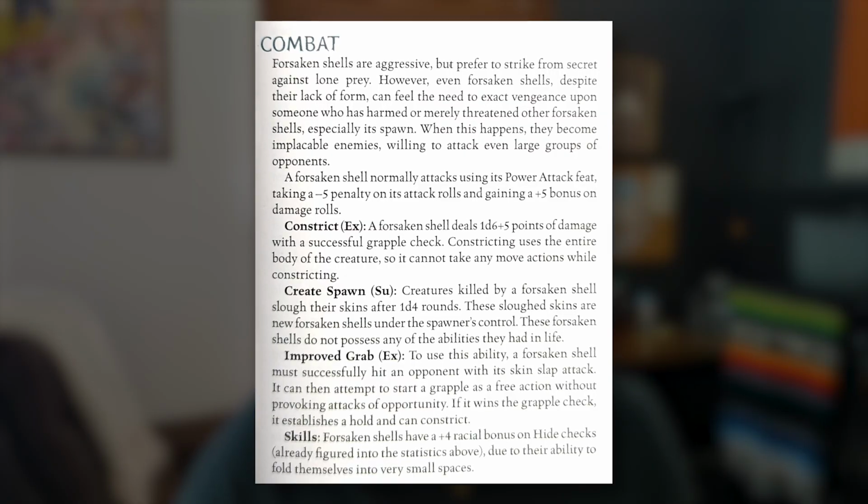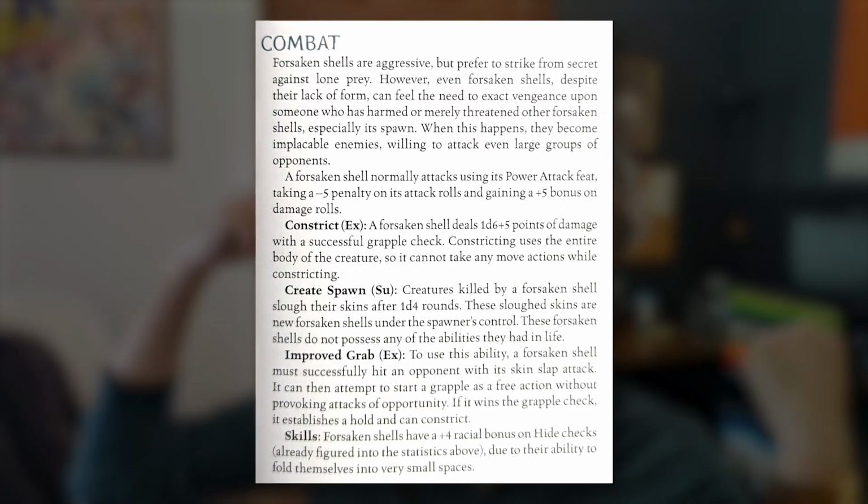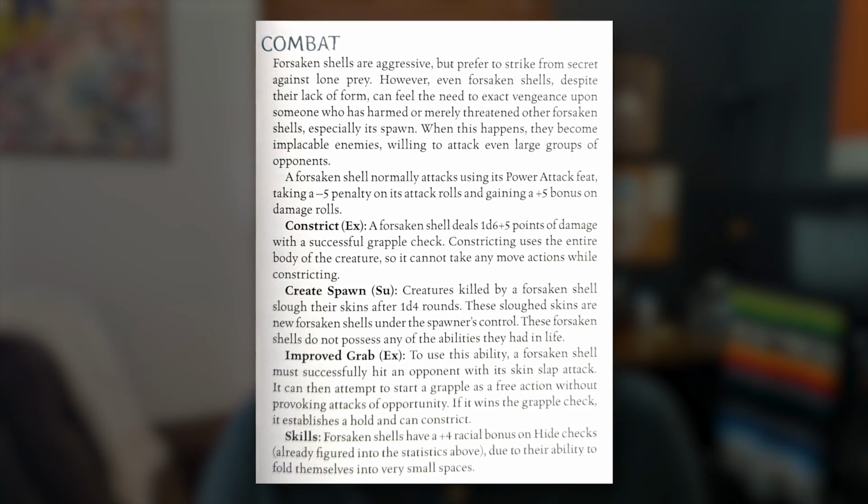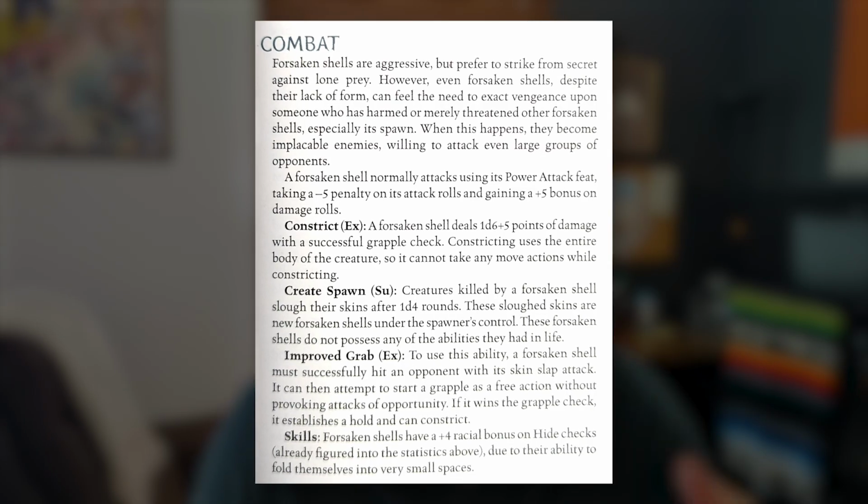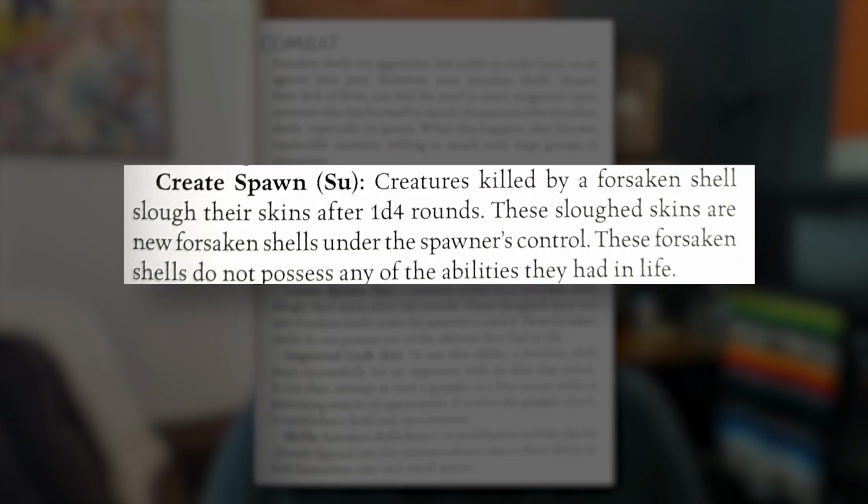Basically, it will constrict around a single character and then slam them to death. It wraps itself around a player and then just basically crushes them until it dies. The really cool feature is that if it kills somebody, it can cause their skin to animate into another Forsaken Shell. So it can spread its undead curse to others by killing them. So we can use that in our planning for our introduction and our reprisal.